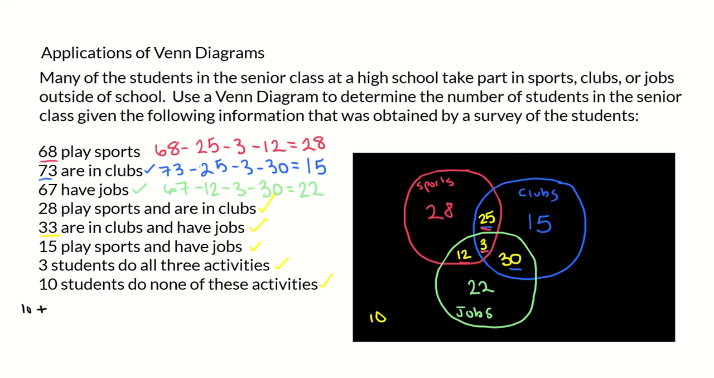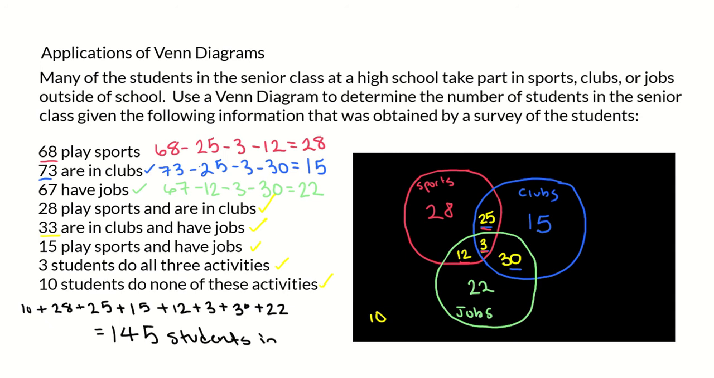So we have 10 plus 28 plus 25 plus 15 plus 12 plus 3 plus 30 plus 22 would give us the total number of students in this senior class. So there are 145 students in the senior class. So Venn diagrams are a clever way to puzzle out information, in particular information from survey results.